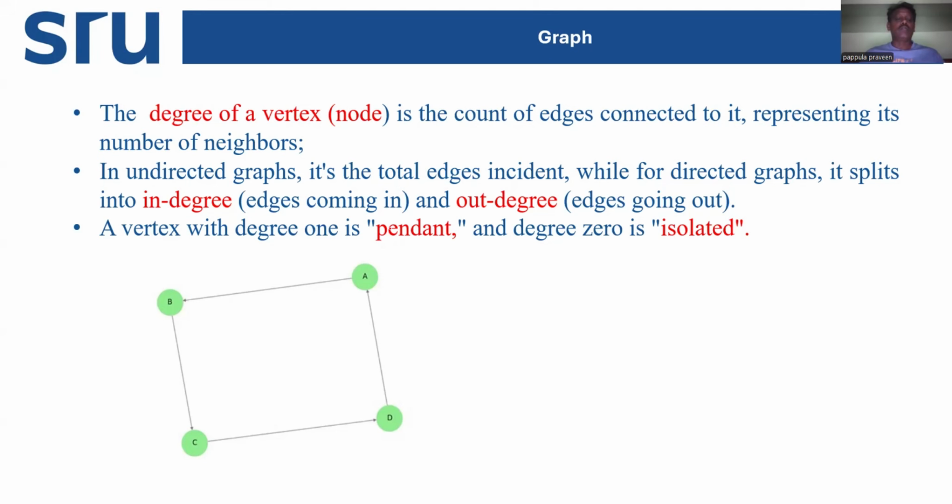So now B degree equal to 2, A degree equal to 2, as well as C degree equal to 2, and D degree equal to 2.